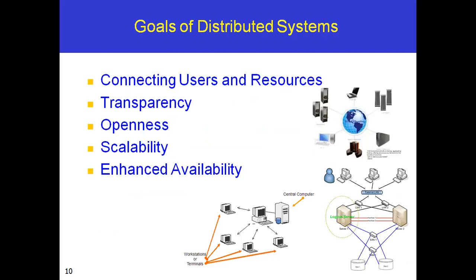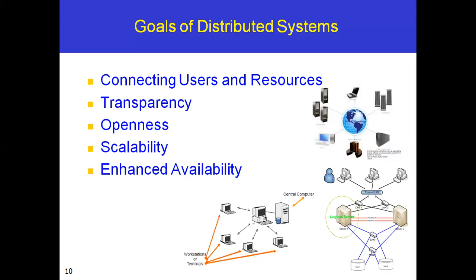Next, goals. Coming to the goals of distributed systems, we have five goals. First one is connecting users and resources. Connecting users and resources means sharing the resources among the users. I hope you understand: to share the resources among the users. That is the reason for connecting users and resources. This is the first goal of a distributed system. Next, transparency, openness, scalability, enhanced availability.